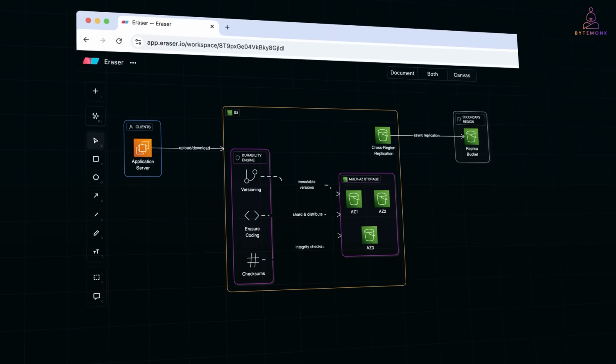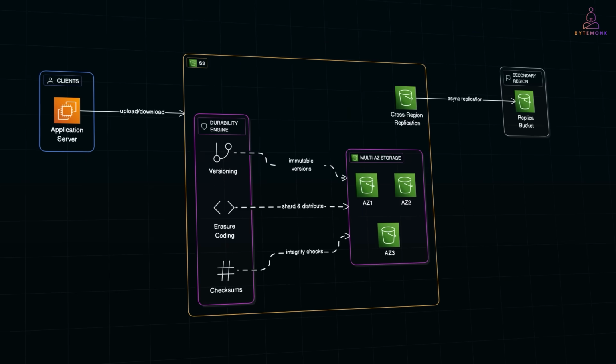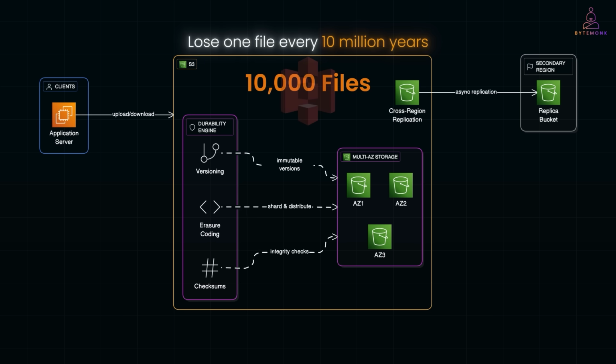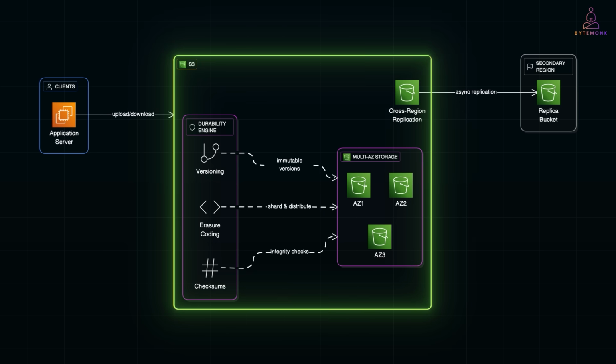Amazon S3 is a cloud object storage service designed to store and retrieve any amount of data from anywhere. And it's famous for an almost unbelievable promise. 99.99999999% durability. That's 11 nines. Meaning, if you stored 10,000 files in S3, you might expect to lose one file every 10 million years. In other words, data loss is astronomically unlikely.